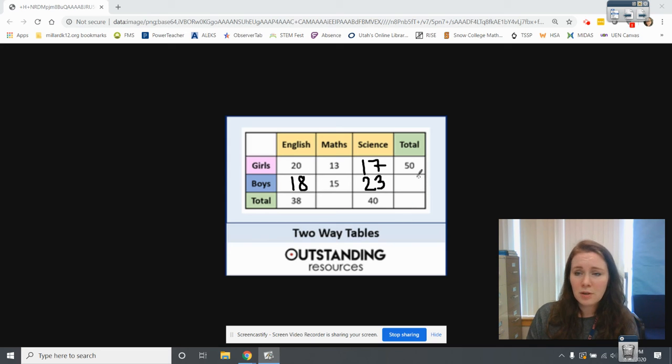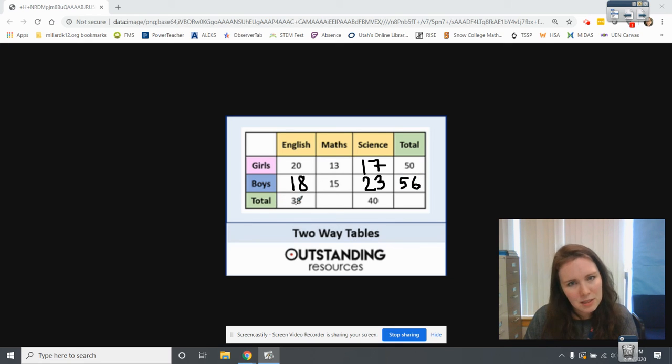Next is total. I want to know how many total boys there are. So I just do 18 plus, this is the first time we're adding, 18 plus 15 plus 23. 18 plus 15 plus 23 equals 56 boys.